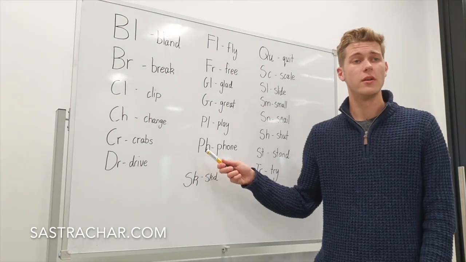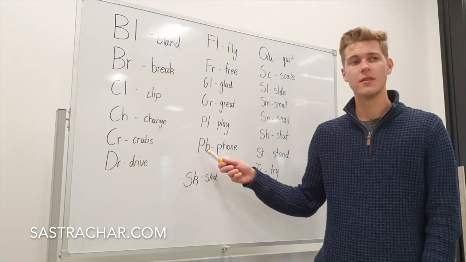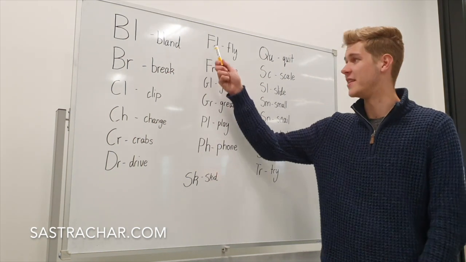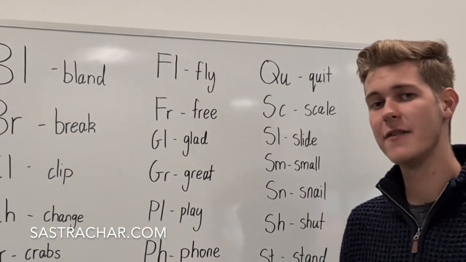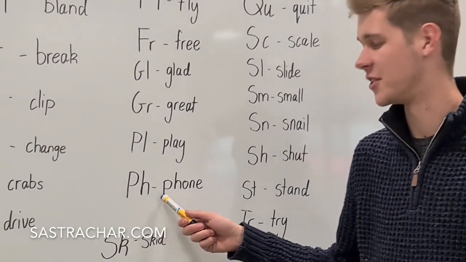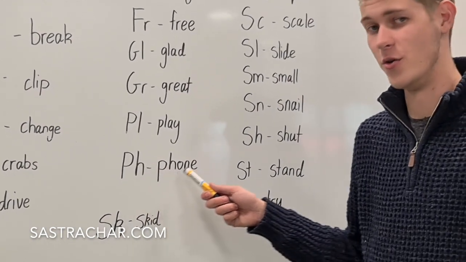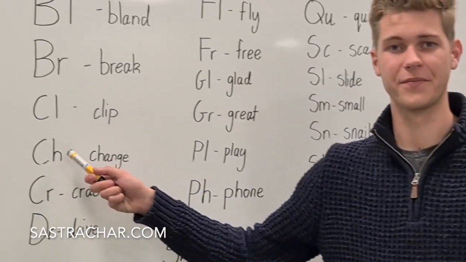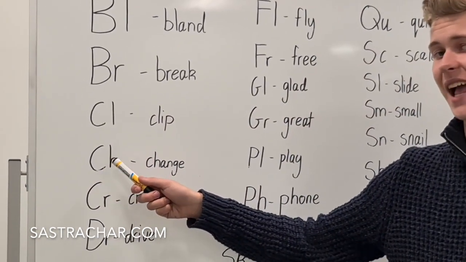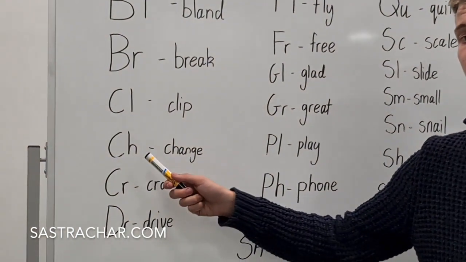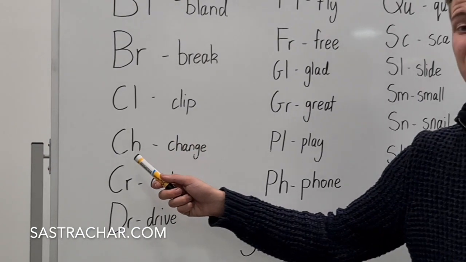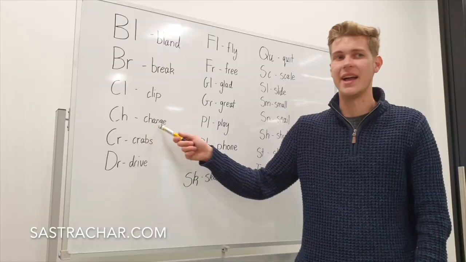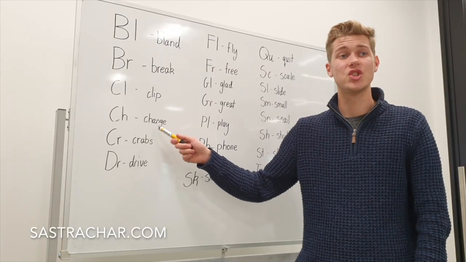This one here. What word is this one here? Got a P and an H. Together they go F. Remember the F sound. And this word is phone. Cool. How about this one? We have once again a C and an H, and they make a ch sound. Very good. And we've got a word here, and that word is change.